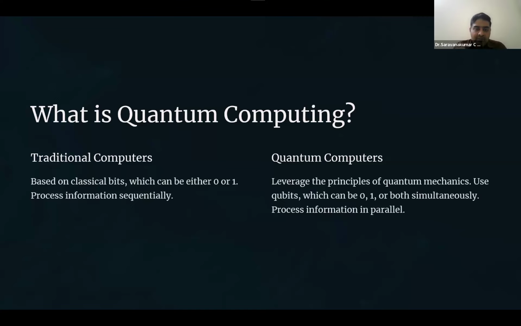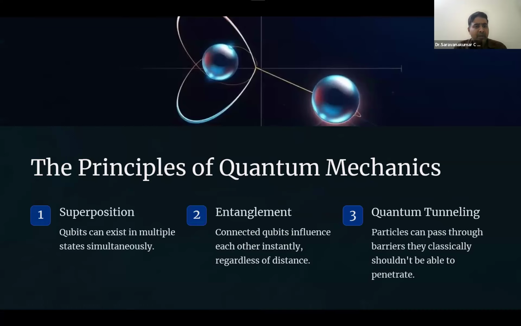And for that, they use the concept called a qubit, which can represent both states. It can be head or tail. We don't know, but it will represent both states at the same time. Whereas in the traditional computer, it can be either head or tail at a given single time. So that is a basic difference to start with: what is quantum computing.